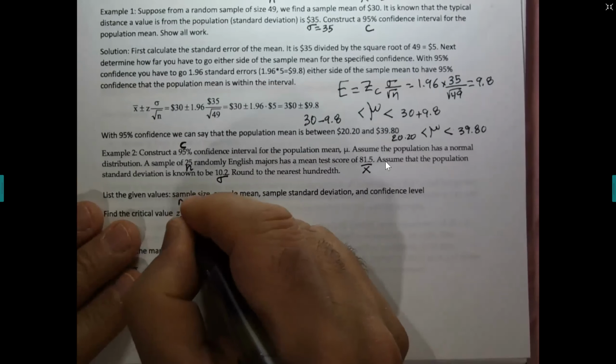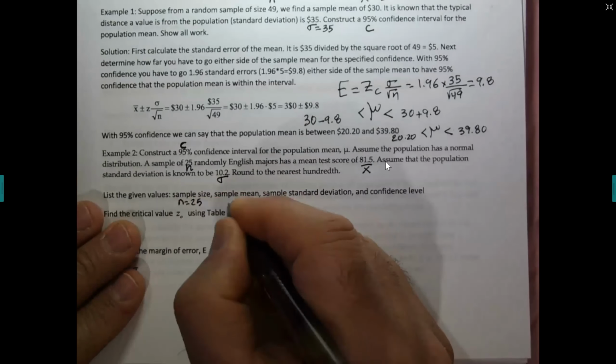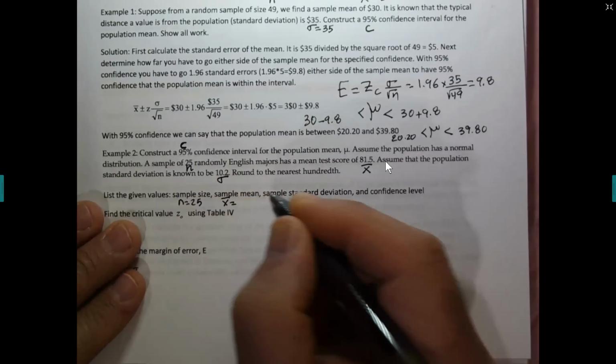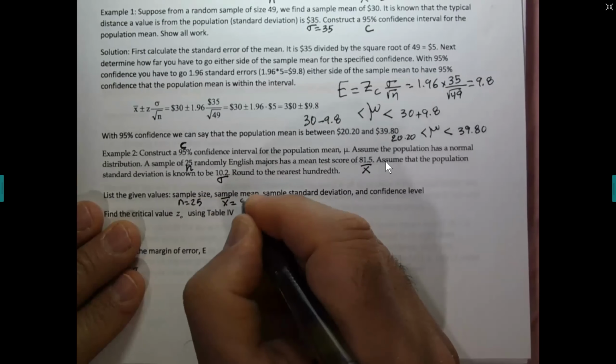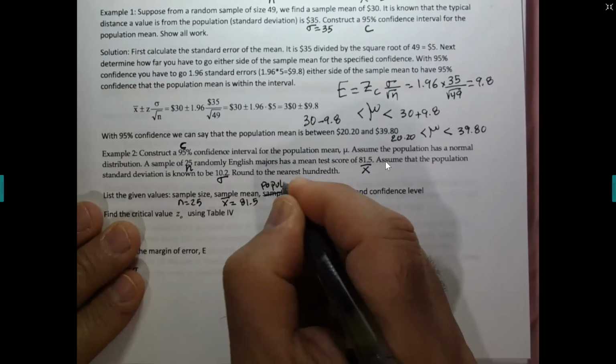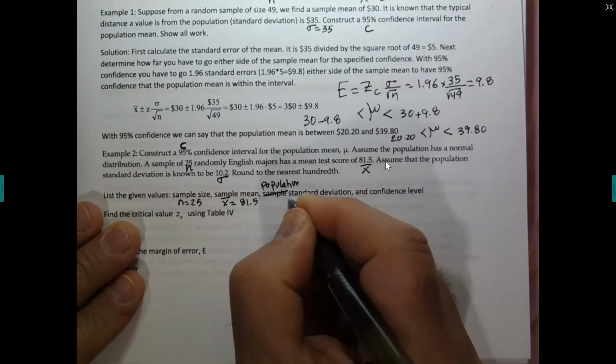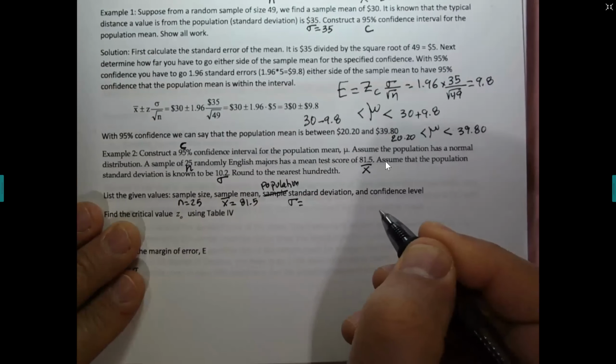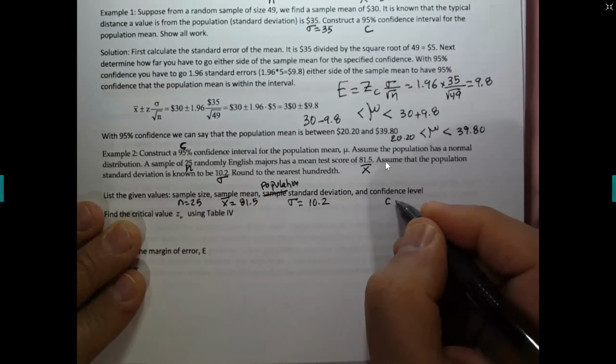Okay, guys, this is a walkthrough. This is why I call it a guided notebook. It walks you through the steps. List the given values, sample size. Okay, and I'll list them one more time. Sample mean, X bar, is 81.5. Here it should be population standard deviation, please change that. Sigma is 10.2, and confidence level C is 95.